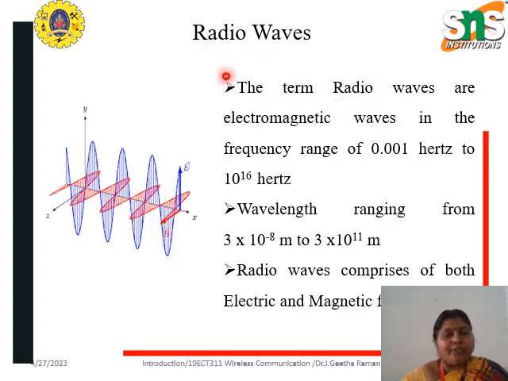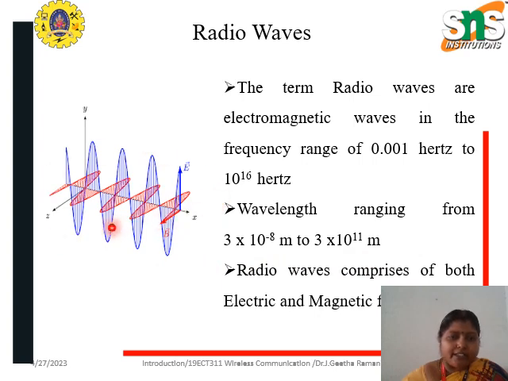And you know in wireless communication, the waves are propagated by means of electromagnetic waves, isn't it? They are propagating as electromagnetic waves. Okay, so here the term radio waves is nothing but representing the electromagnetic waves which are in the frequency range of 0.001 Hertz to 10 to the power 16 Hertz, where the wavelength ranges from 3 to 10 to the power minus 8 meter to 3 into 10 to the power 11 meter.